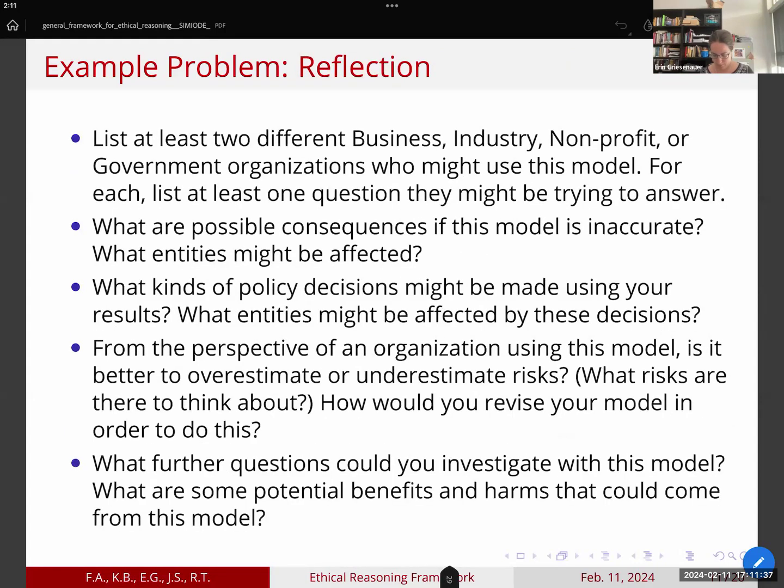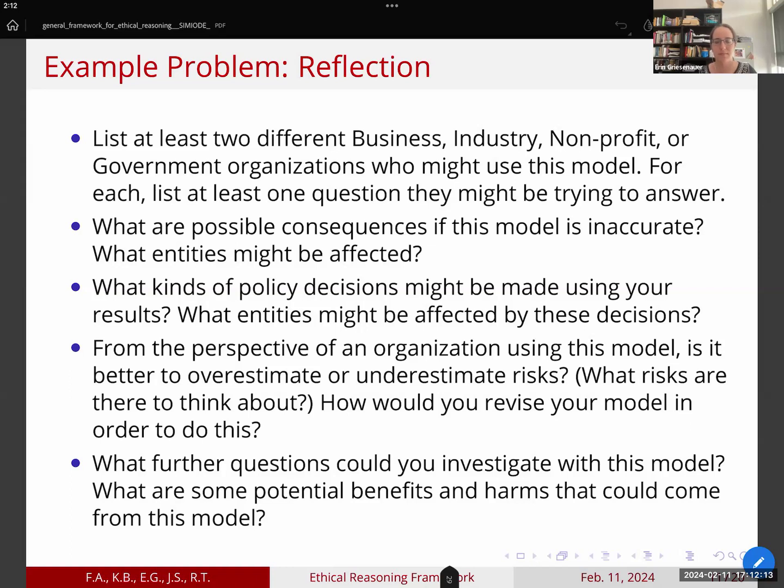We also have a series of questions that focus on ethical reasoning that are part of reflecting on the model as a whole. This question is about estimating populations of an endangered species over time. So it's worth it for students to think about who might care about this model. What are some business groups or industry groups or nonprofit or government organizations that might use this model? And why might they be using this model? What question might they be trying to answer?